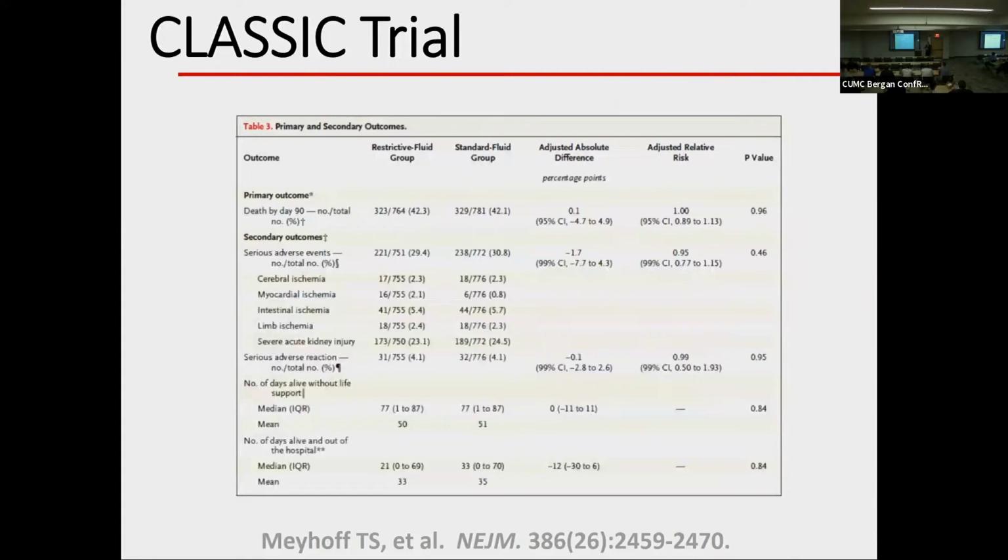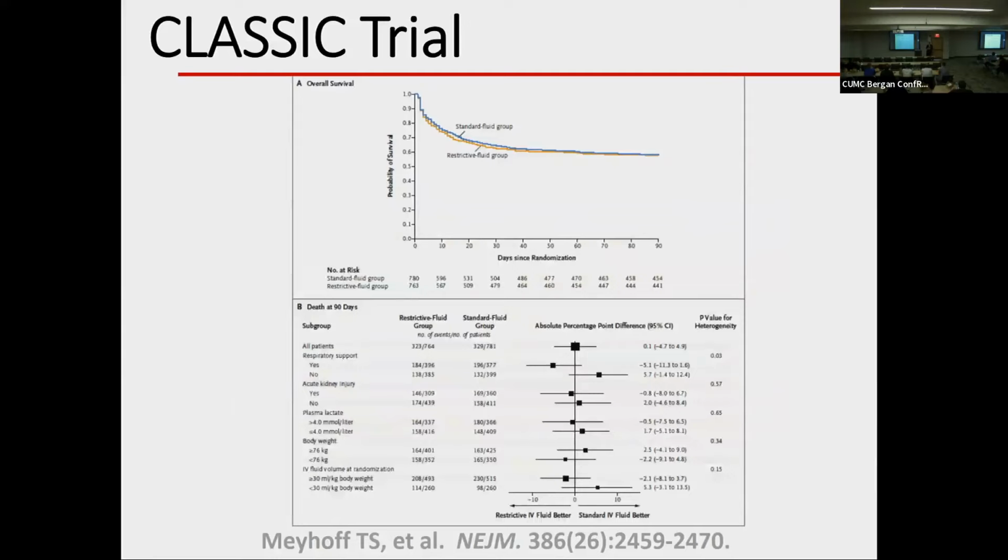And you guys know this, there was no difference in death at 90 days, and in fact, no difference in any of the outcomes that they looked at from an organ failure standpoint, from the restrictive versus the conservative. Here's their Kaplan-Meier curve. They actually get a little separation, not enough to be statistically significant, but it's not what we call the purple line, where the red and the blue are on top of each other, and it's purple.